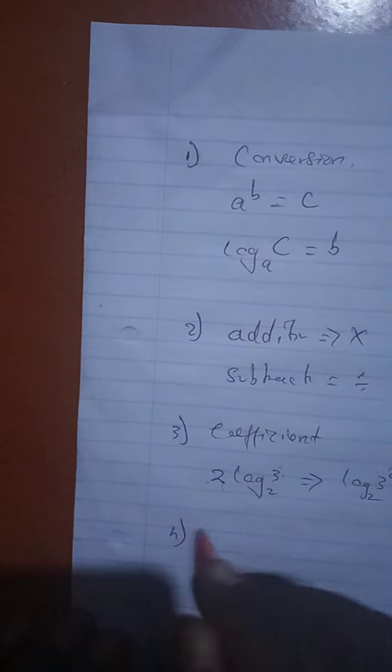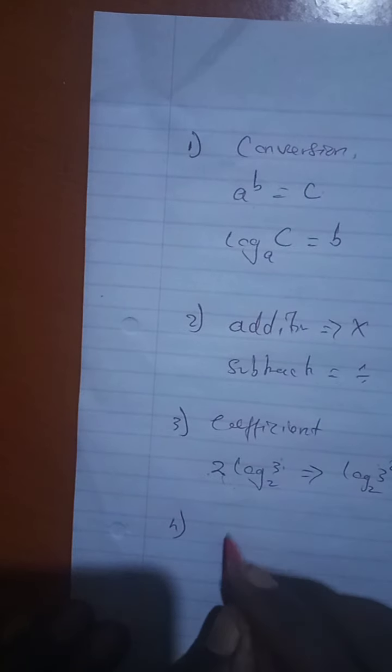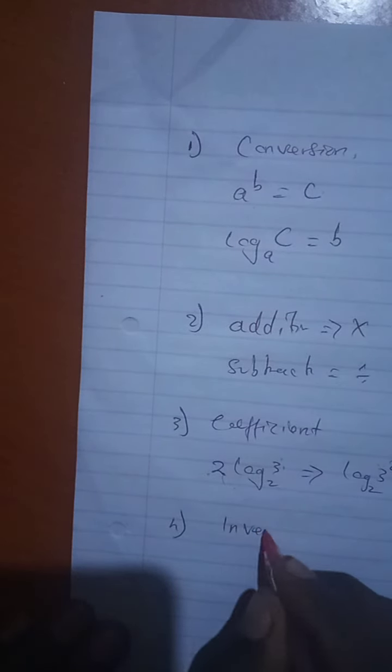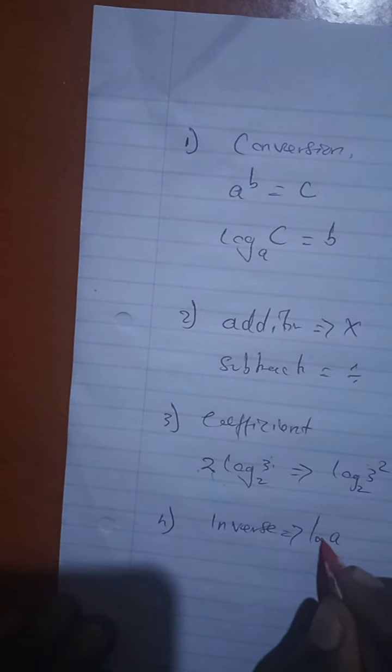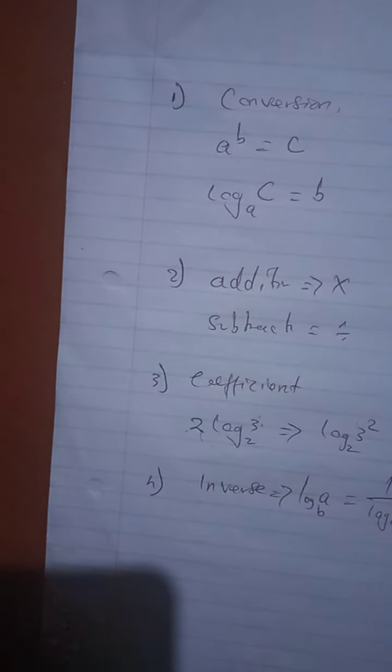Then you also move to another trick which was about the inverse. The inverse, where we say that log a to base b can be written as 1 over log b to base a, as well as the final trick, the squares.